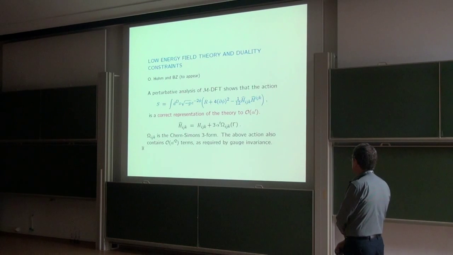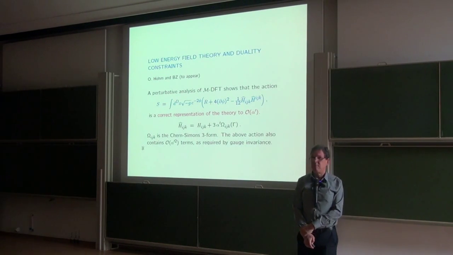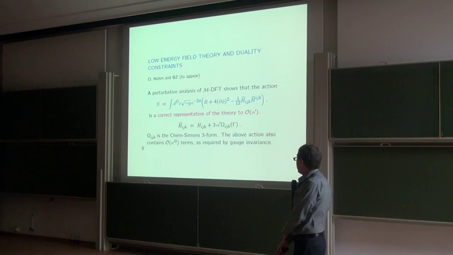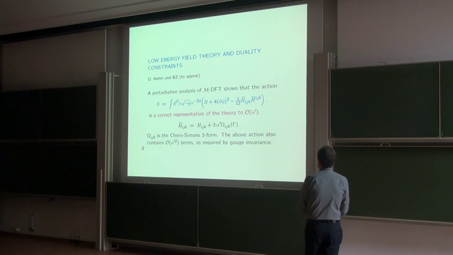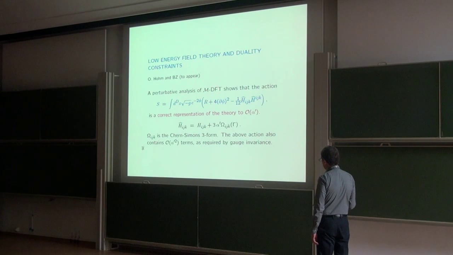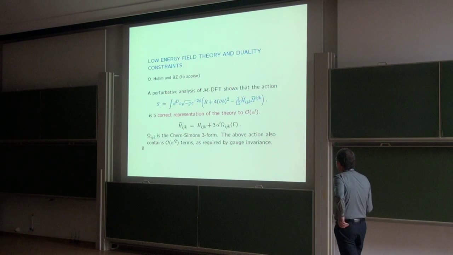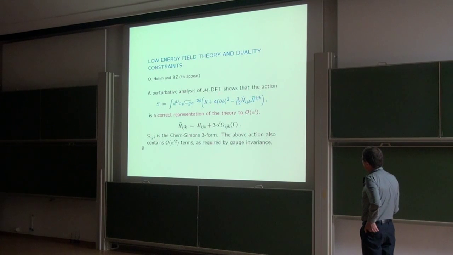So, how does this theory really look? If you do a perturbative analysis of the double field theory with the M field, you realize after some work that the action that I wrote here is a correct representation of the theory to order alpha prime. Let me go slowly over this.